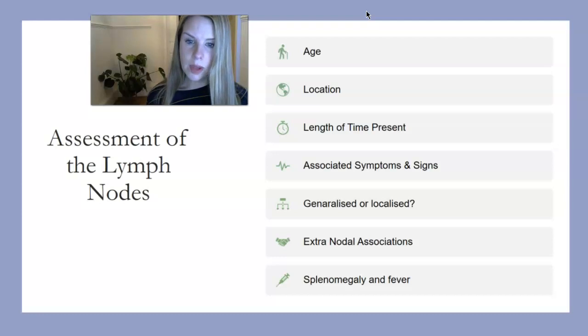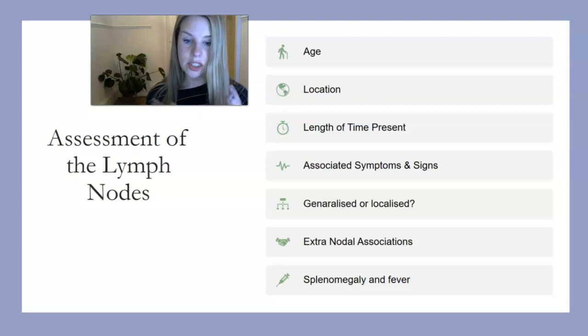The other things to think about: is it just in one area or are there swellings elsewhere? So is it generalised or is it localised? Is there any extranodal association? There are other parts to our immune system, for example, the spleen. The spleen is part of the immune system and helps fight infection. So if there is a malignancy or a bad infection, the spleen can become enlarged, so splenomegaly.